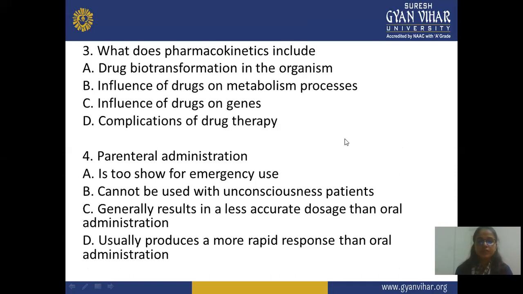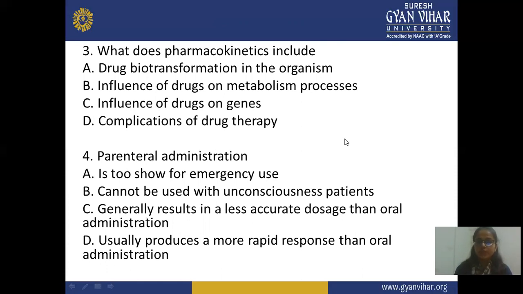Next, the third question. What does pharmacokinetics include? That means, in pharmacokinetic parameters, what do you include? In the first option A, drug biotransformation in the organism. B is the influence of a drug on metabolism process. C is the influence of a drug on genes. And D is the complication of a drug therapy.